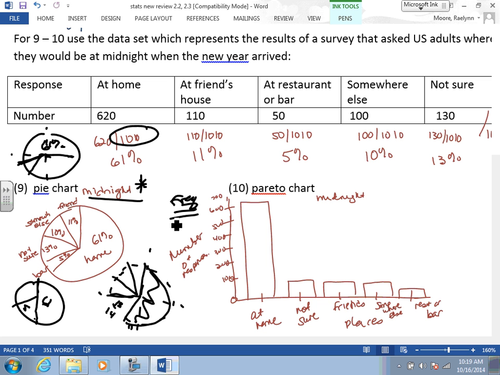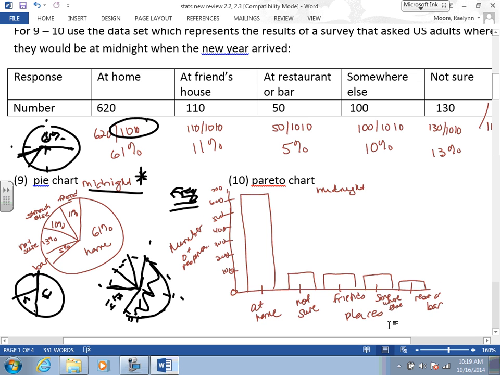So Pareto, make sure it's highest to lowest. Make sure you label. There should be a label over here, places. These are your places. Places to stay.